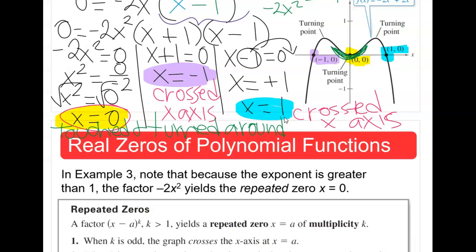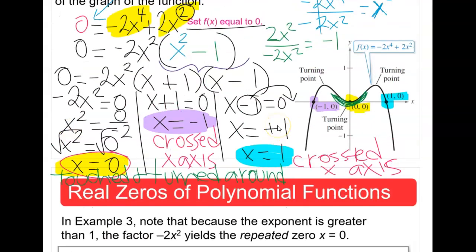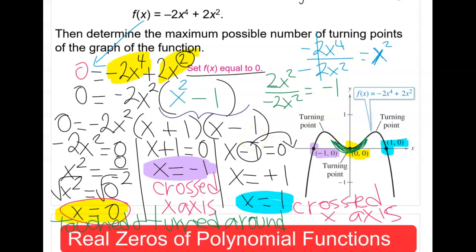And so I want to tell you why. That is because for the zeros that just cross the x-axis, the degree of the factor, remember we had our 3 factors listed here, it was a degree 1, degree 1, degree 1, but the degree of this one is a 2. And that 2 is making this behavior happen, the touching and turning around, because it is repeating an even number of times.